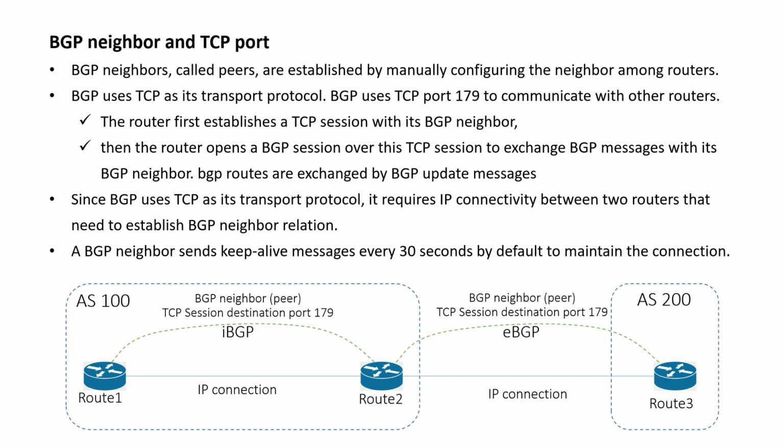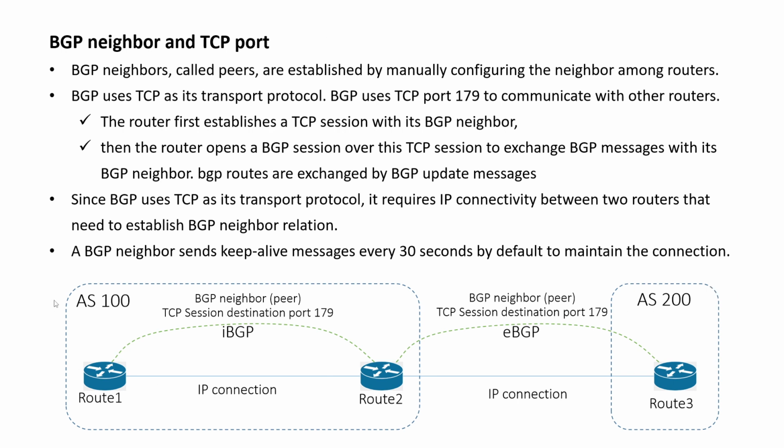Since BGP uses TCP as its transport protocol, it requires IP connectivity between the two routers that need to establish BGP neighbors. This needs to be remembered: BGP needs IP connectivity between the two neighbors. BGP neighbors send a keepalive message every 30 seconds by default to maintain the connectivity. These are all very basic BGP behaviors.